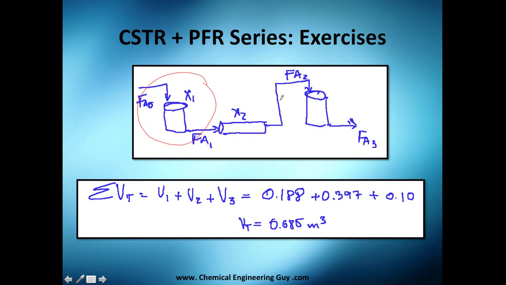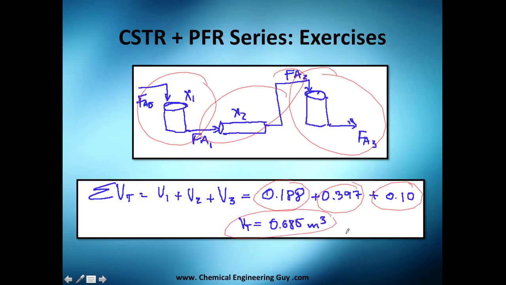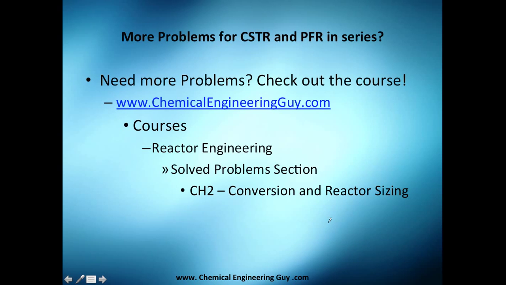So let's rearrange our system. This was 1, this one 2, and this was 3. B1, B2, B3. I got 0.18, 0.39, and 0.1. If I add up all these, I got 0.68 cubic meters. So that's interesting. That's the value I got, and actually I think it's the same one in the book. So that was how we mix CSTRs and PFRs.